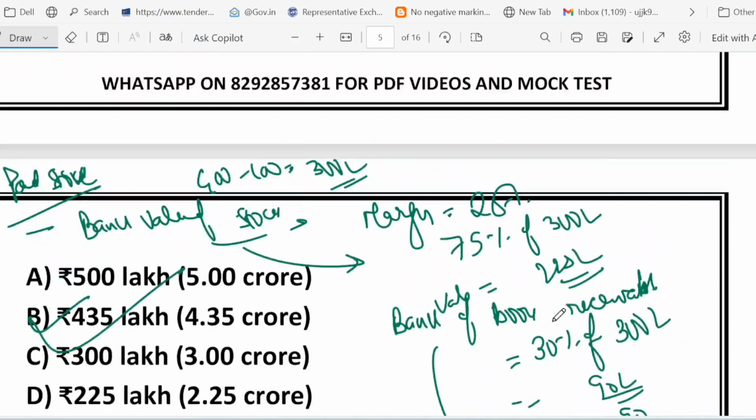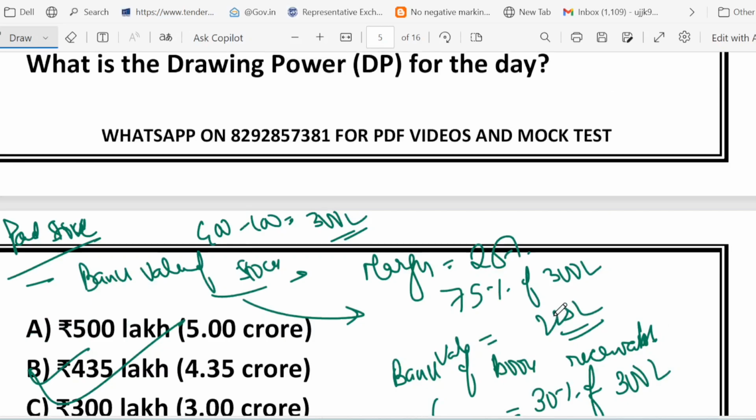So this is how we should go about solving such kind of problem. Remember, such a question was asked in the recently held CCP examination. So why are the others wrong? 500 lakh is wrong. This is just the sanction limit. 300 lakh is wrong because only paid up stock margin is not calculated.